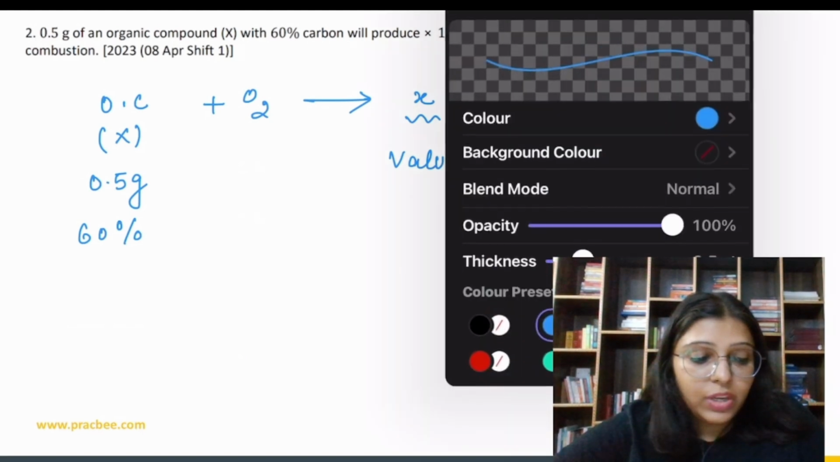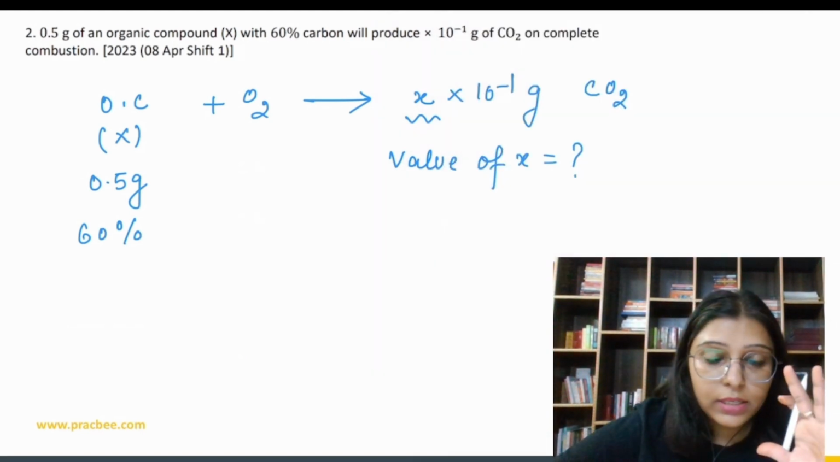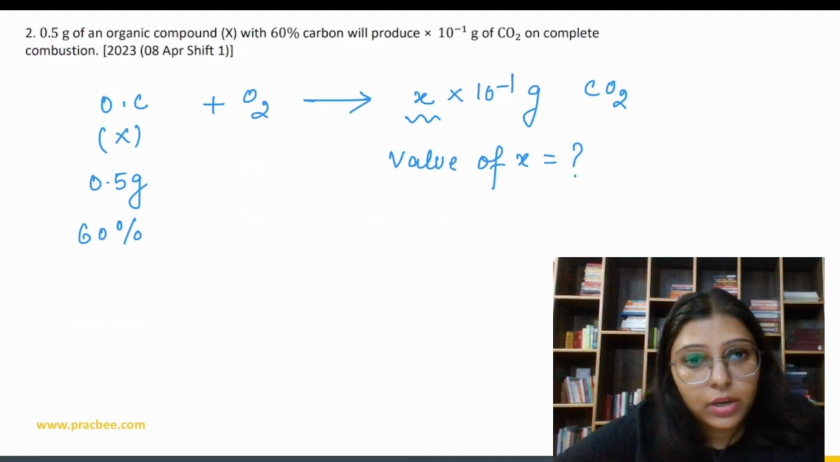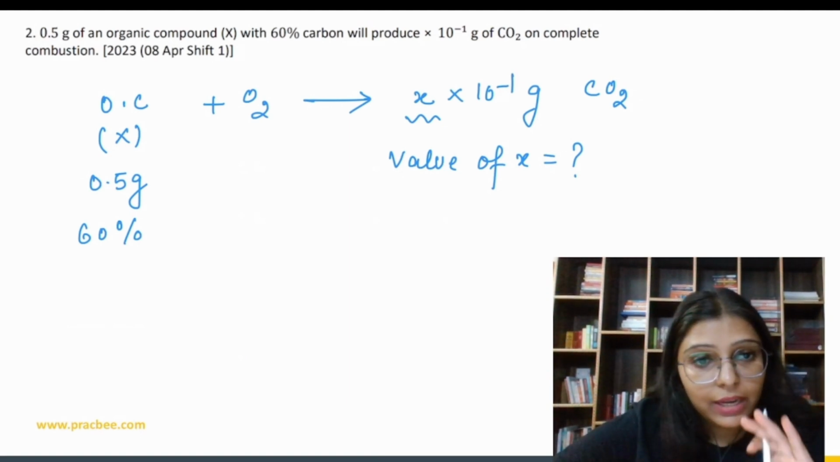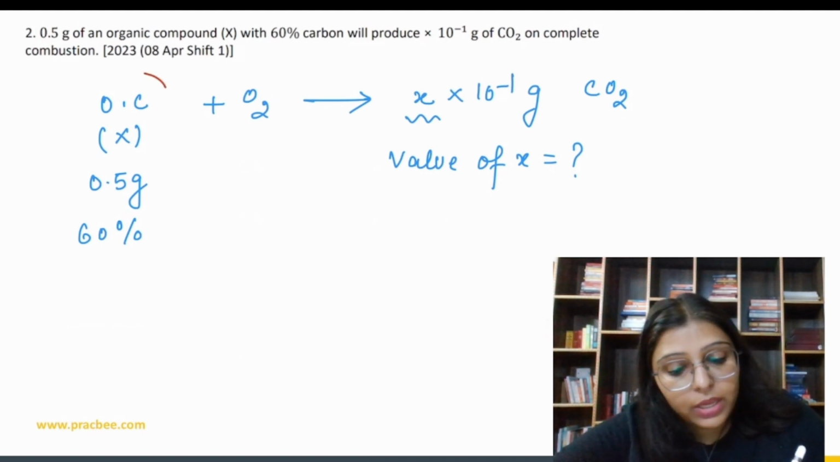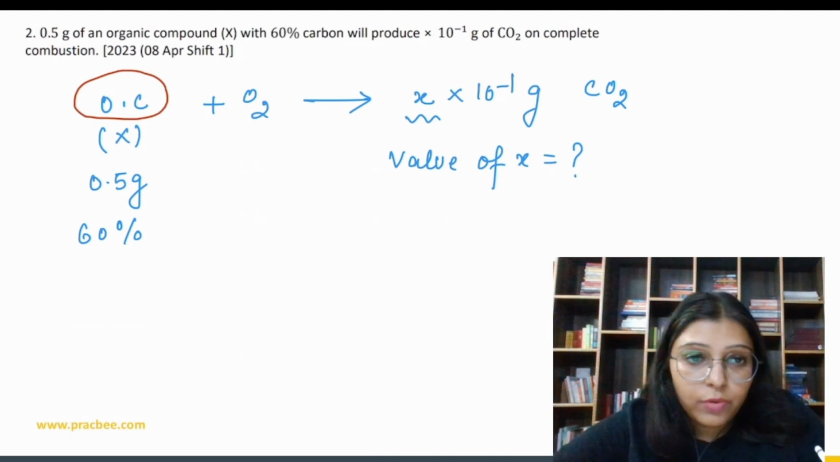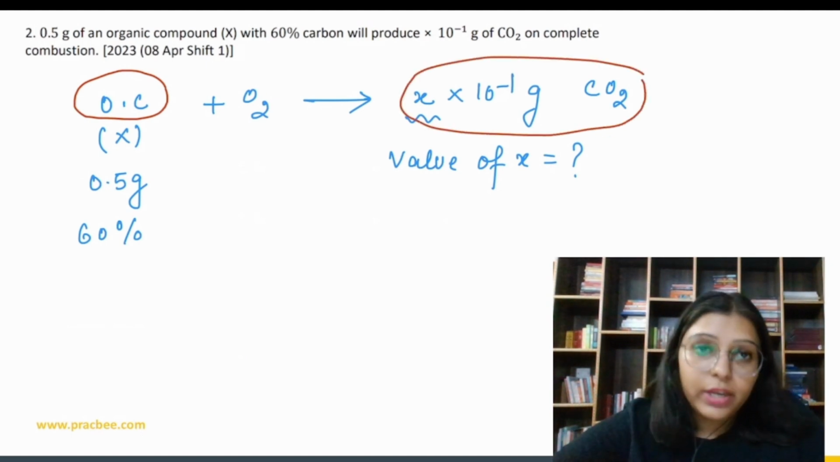First, what is the concept? The concept is that the amount of carbon present in the organic compound is completely converted to CO2. If somehow we can find out the mass of carbon in the organic compound, then from that mass of carbon we can find out the mass of CO2. Let's try to do this.